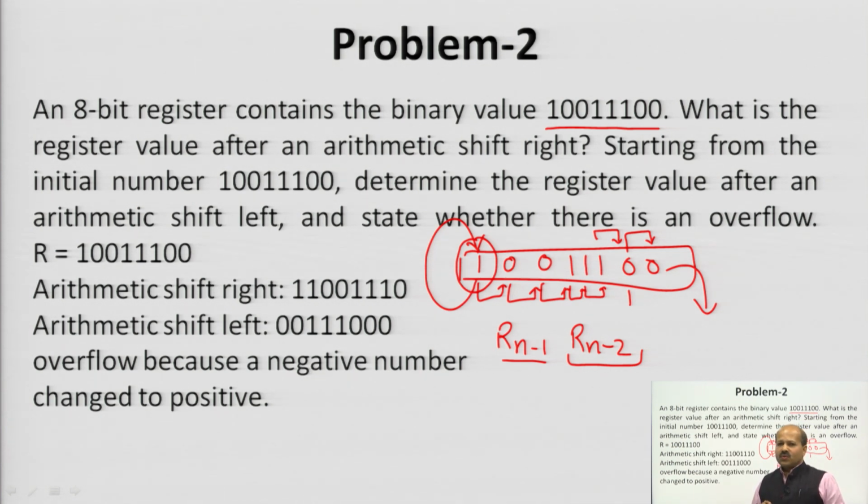So, Rn minus 2 bit will be replaced with Rn minus 1. So, that is why if we are going to shift this bit Rn minus 1, so resultant bit will be 1 as it is, and this bit will be shifted towards right and 1 will be shifted here. So, that is why resultant value will be 1 1 0 0 1 1 1 0 in this case. So, this is the arithmetic right shift operation, and in case of arithmetic left shift operation, let us see.